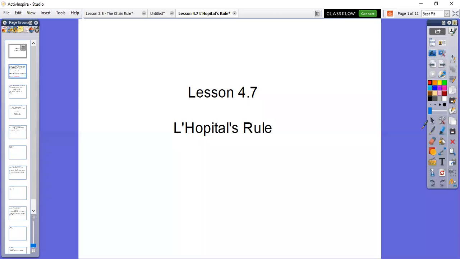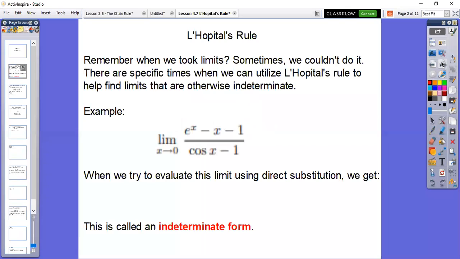Welcome back, everybody, to lesson 4.7 about L'Hopital's Rule. L'Hopital's Rule is going to be a method that we have for finding limits of indeterminate forms. There are going to be four major indeterminate forms that we're going to look at. So let's get cooking talking about L'Hopital's Rule.